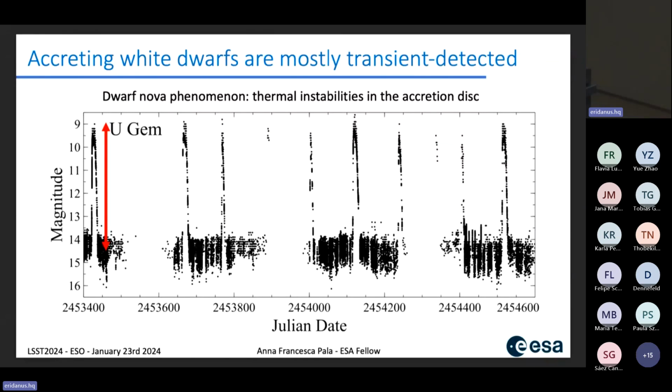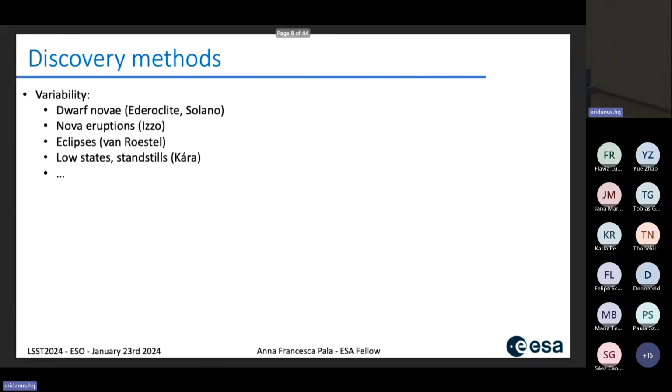And these outbursts are called the dwarf nova phenomenon and are related to thermal instabilities in the accretion disk. So the accretion disk becomes thermally unstable. You have an increase in viscosity and temperature. This makes your disk bright, and that's why you get this large amplitude variation. And in accreting white dwarfs, we typically observe outbursts with amplitudes between 2 and even up to 9 magnitudes. So we mostly find accreting white dwarfs thanks to this behavior.